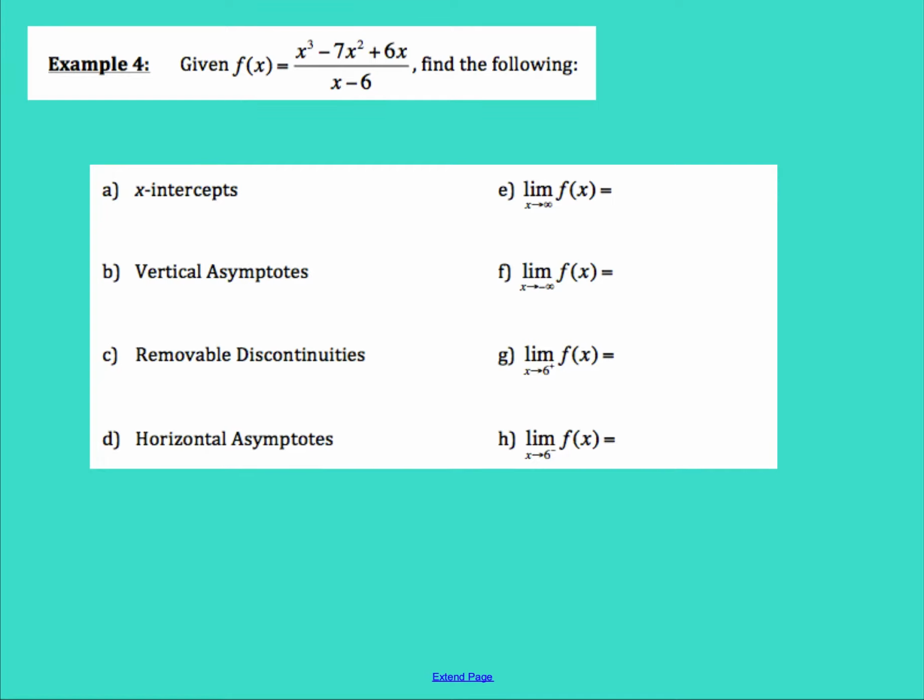All right, we go ahead and we look at, we are given f of x equals x cubed minus 7x squared plus 6x, divided by x minus 6. So the first thing is to find our x-intercepts. So when we find x-intercepts, we take our numerator and set it equal to 0.